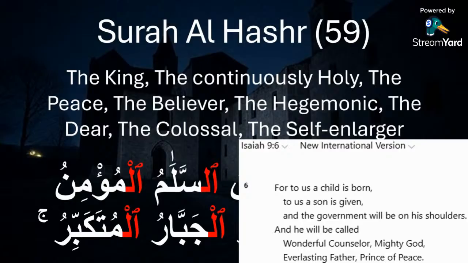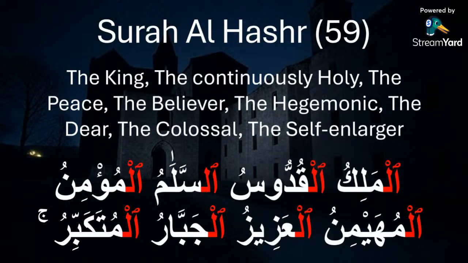Because if you say, okay, the Holy King, Al Malik Al Qudus, totally makes sense, but then the peace, the believer, would be strange. The believing peace? Oh, weird. The hegemonic, the dear hegemon. It doesn't work, right?